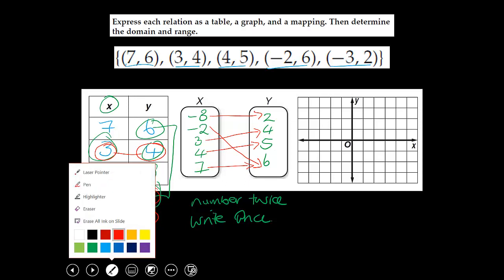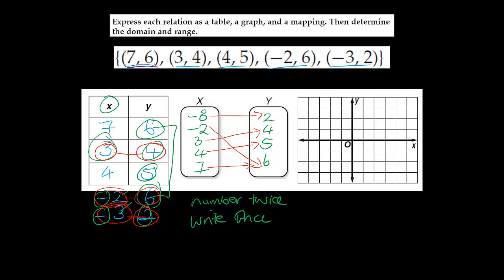So for the graph, we are going to look at our ordered pairs at the top, positive 7 and 6. So let's see if this will fit on my graph. Positive 7 means I go 7 to the right, 1, 2, 3, 4, 5, 6. So 7 is sort of 1 off of the page, and then 6 up, 1, 2, 3, 4, 5, 6. So it is sort of right over there, 7, 6. Next up we have the point 3, 4. That's 3 to the right, 1, 2, 3, 4 up, 1, 2, 3, 4.